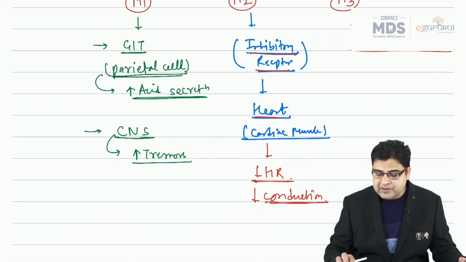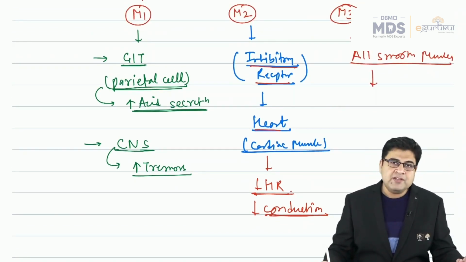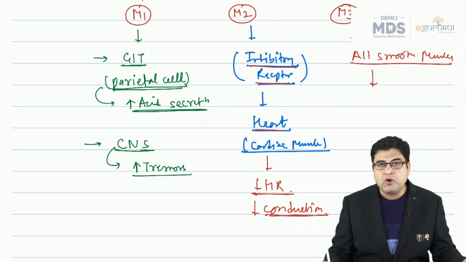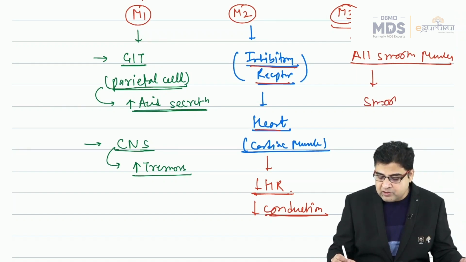Now let's talk about muscarinic 3 receptor. Where do we have the presence of muscarinic 3 receptor? Muscarinic 3 receptor is present on the surface of all smooth muscles, and this receptor is a type of stimulatory receptor, and that can result in smooth muscle contraction. So this receptor can result in contraction of smooth muscle.